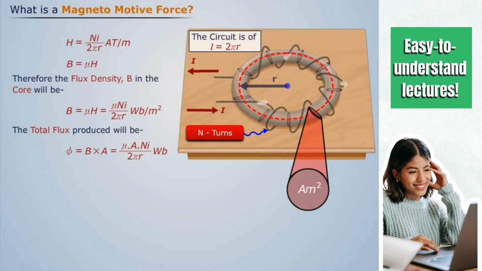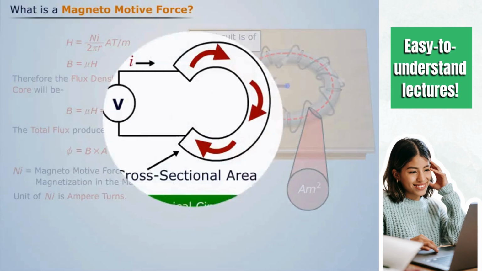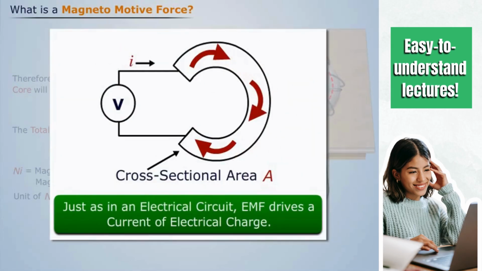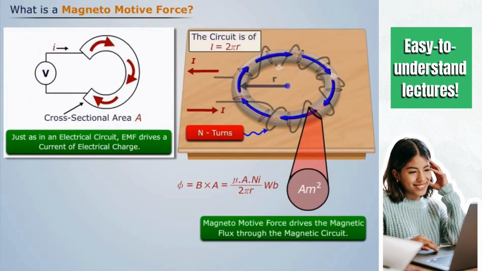In this expression, the term Ni represents the magnetomotive force and is responsible for producing magnetization in the magnetic circuit. And its unit is Ampere-Turns. Just as in an electrical circuit, EMF drives a current of electrical charge, similarly, magnetomotive force drives the magnetic flux through the magnetic circuit.